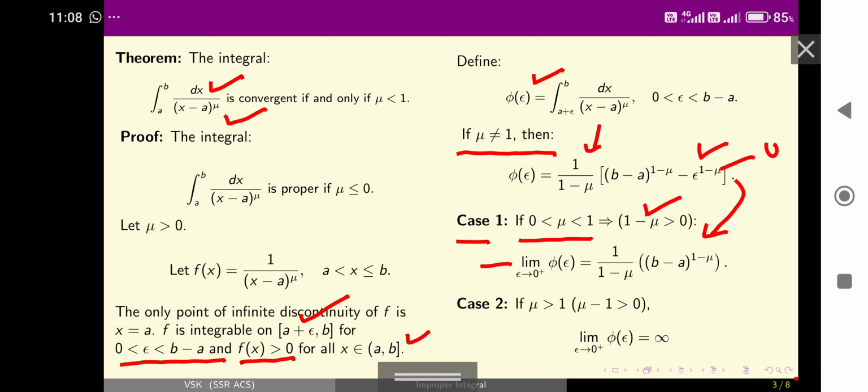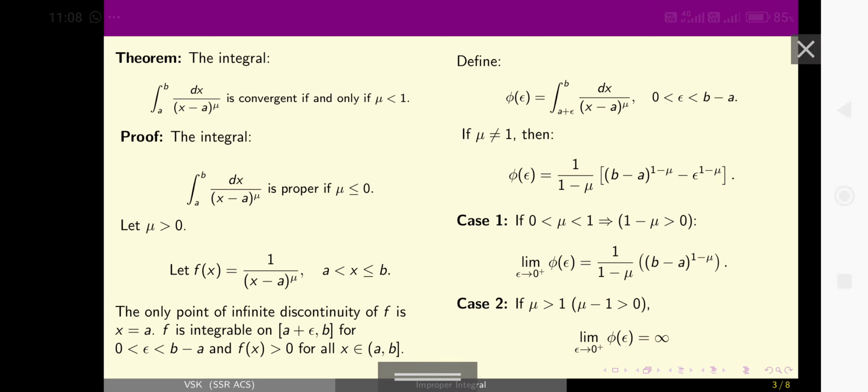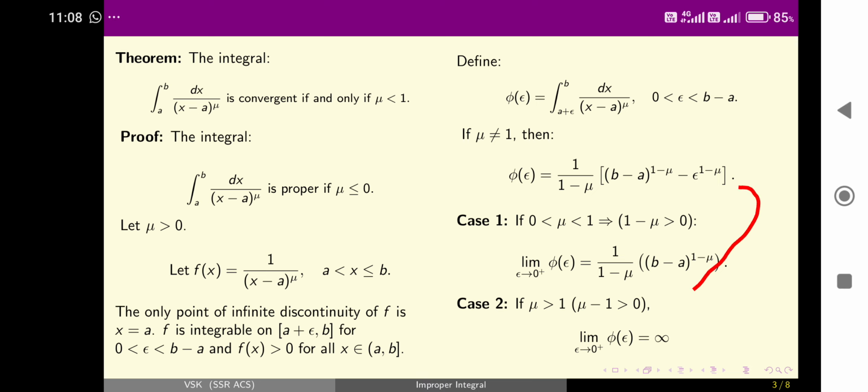Now let us take the case when mu is greater than 1. In this case mu minus 1 is greater than 0. So again from this expression, when we take the limit as epsilon tends to 0, we get infinity. So clearly when mu is greater than 1, this improper integral is divergent.